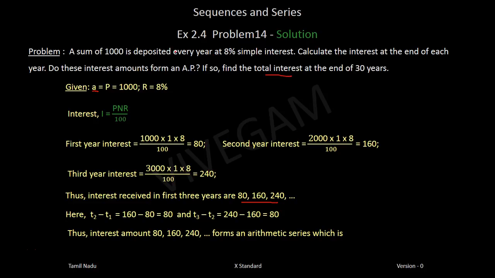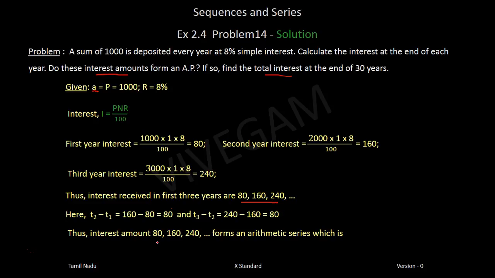They say do these interest amounts form an AP. So this is the interest amount. Now we need to check whether these interest amounts form an AP. So how will you find it? 160 minus 80, T2 minus T1, that is 80. T3 minus T2, 240 minus 160, that is again 80. So T2 minus T1 equal to 80, T3 minus T2 equal to 80. So then it forms an arithmetic progression, and D is 80.